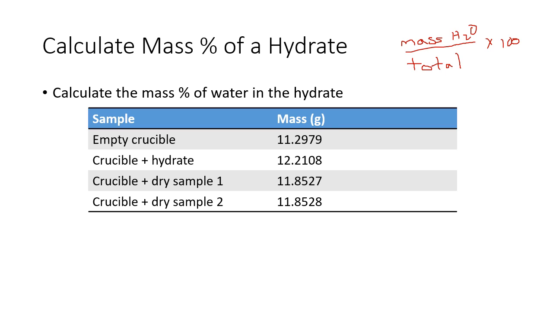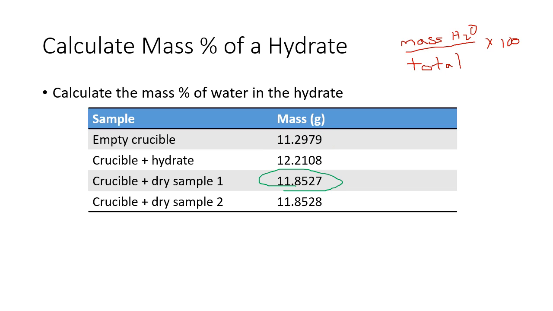So how do we find out how much water we lost? We're going to use subtraction. Okay, so we've got crucible and dry sample, right? And if we take away the mass of the crucible, we would get the weight of the dry sample. Is that what we want? No, we want the mass of the water.